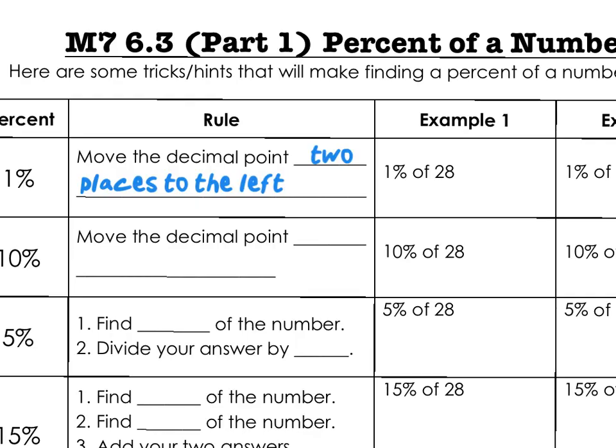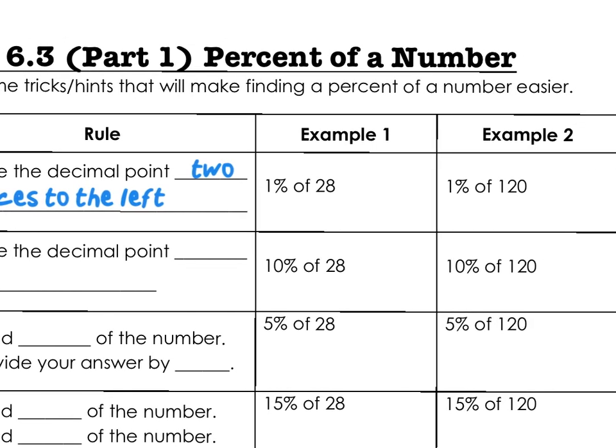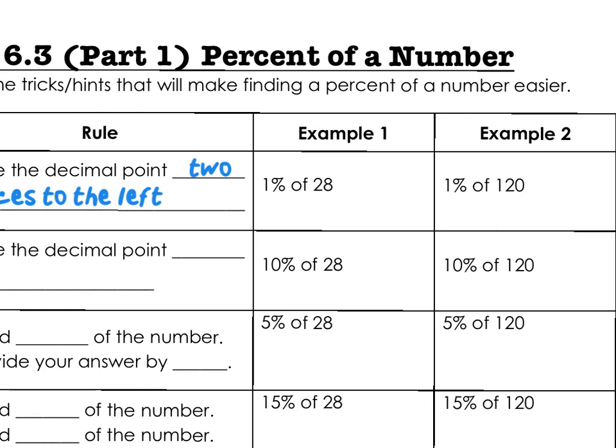Okay, so go ahead and write that down under the rule column. And then in the examples here, we're going to show you how to apply that rule. So let's say we wanted to find 1% of 28. We would put our pencil where the decimal point is, and in this case it's after the number, and you move the decimal point 2 places to the left. So then our answer becomes 0.28. So that's 1% of 28.